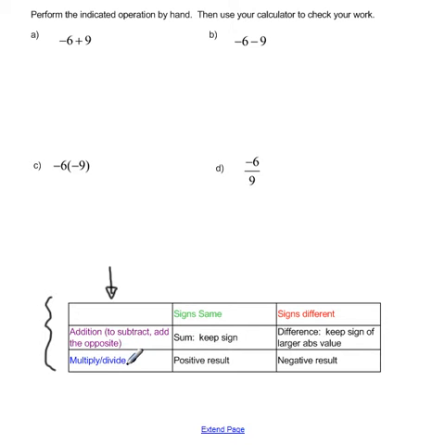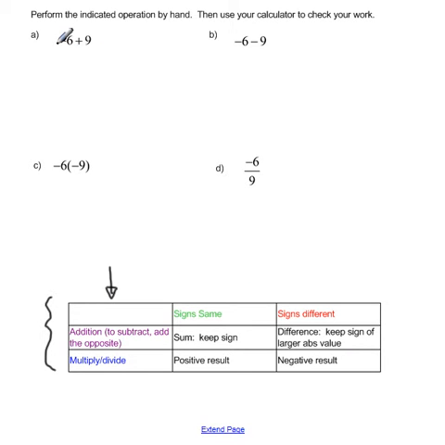Different rules for multiplying and dividing. When we multiply or divide, if the signs are the same, if they're both positive or both negative, we get a positive result. But if the signs are different, if one's positive and one's negative, we're going to get a negative result. So we want to keep these rules in mind when we approach these problems.